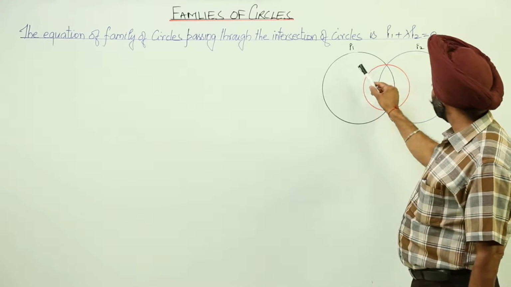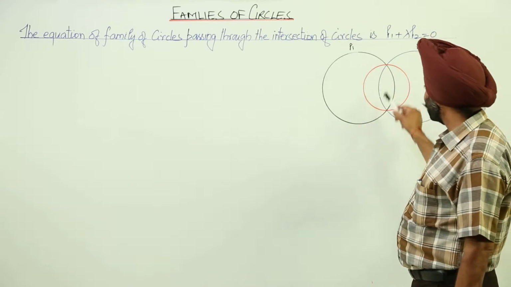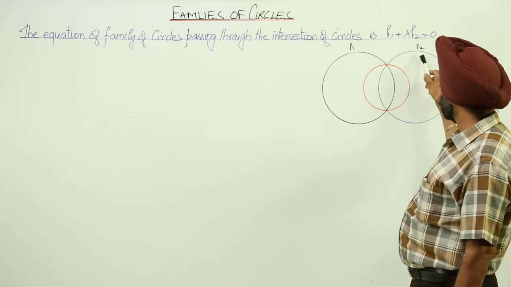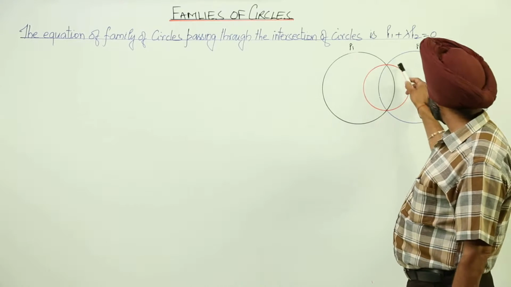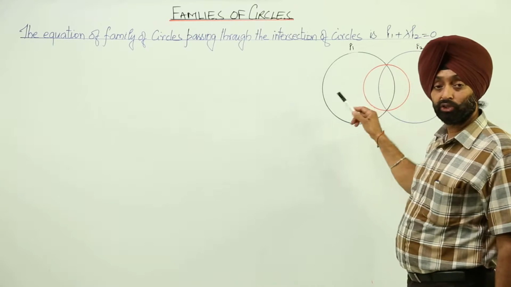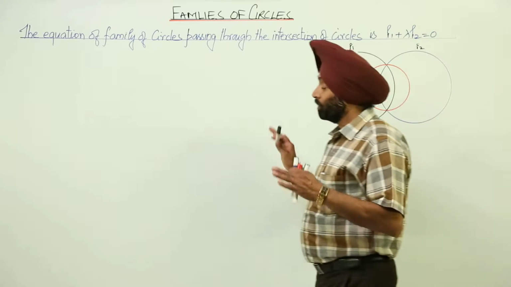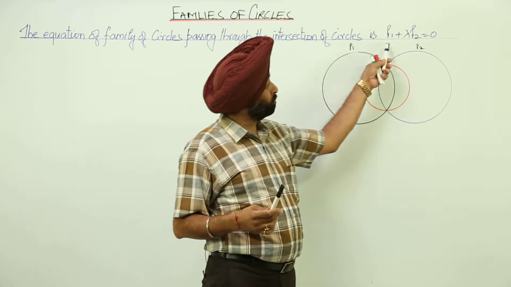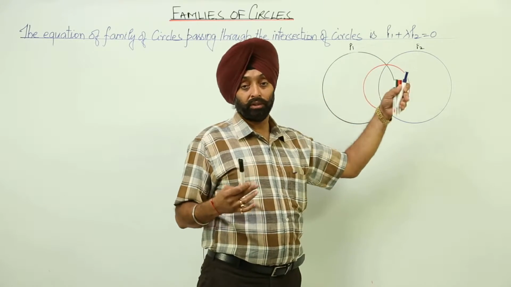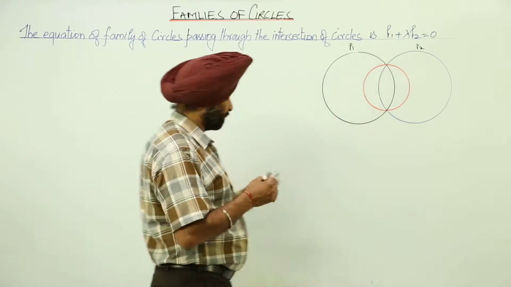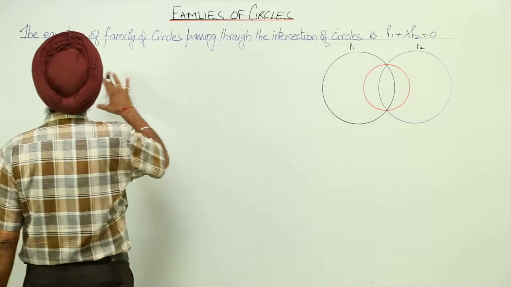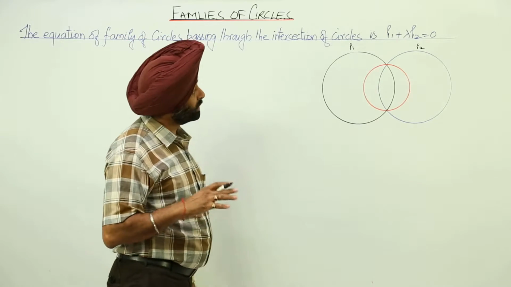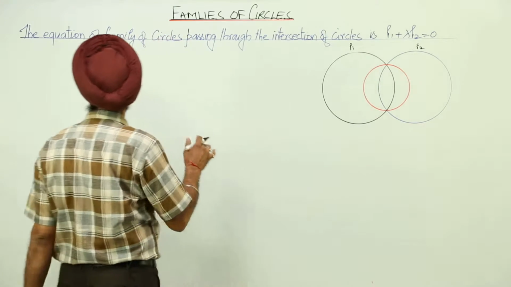Now I have made here two circles, one in black, that is circle P1, one in blue, that I have written as circle P2, and one in red passing through the intersection of the two circles. Now basically what we are going to find is exactly what P1 plus lambda P2 is when it is equal to 0. We have the equation of the family of circles passing through the intersection of circles as P1 plus lambda P2 is equal to 0.